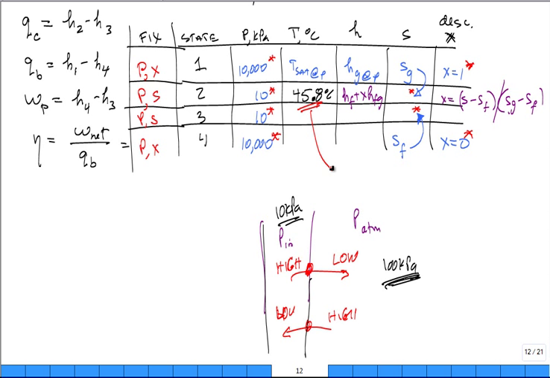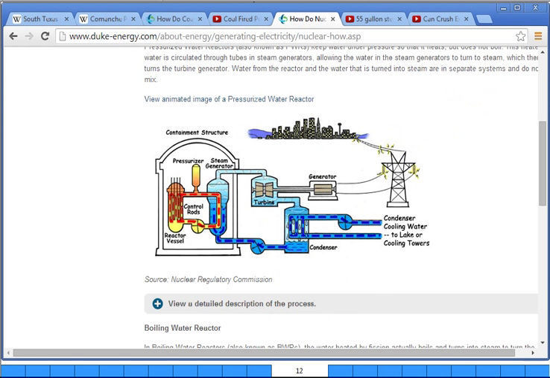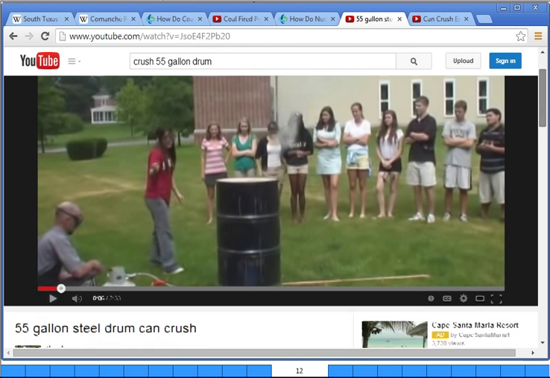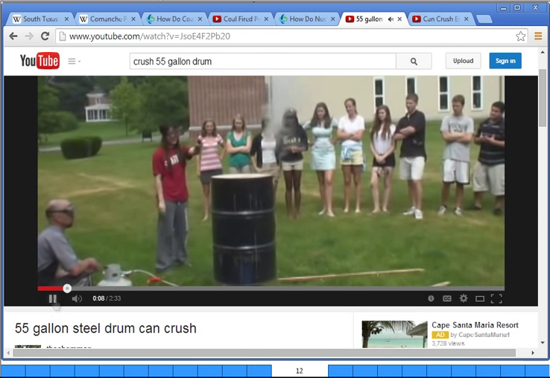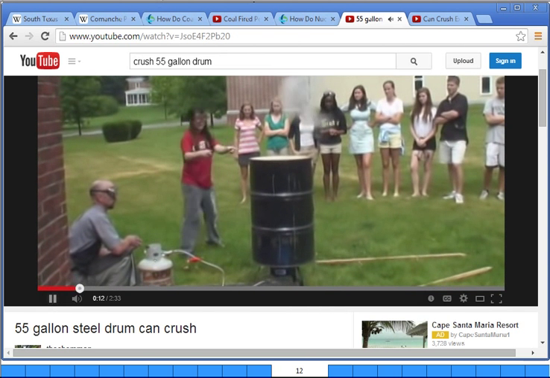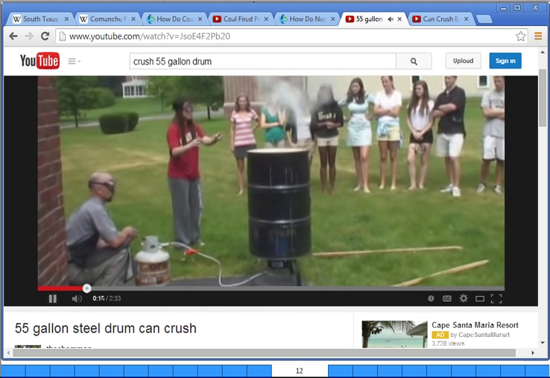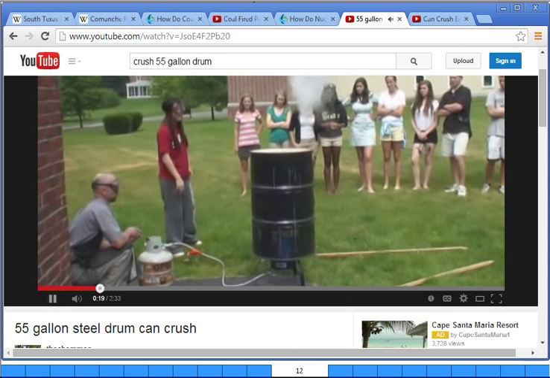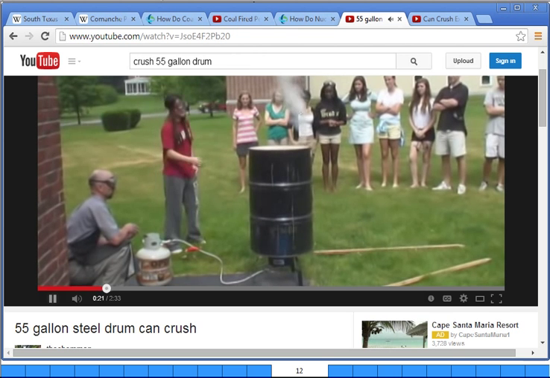Okay, so maybe you've seen some things in physics class or chemistry class. They're worth looking at. Have you ever seen somebody crush a 55-gallon drum? Just a little video. You can see some high school students standing around. What do they have? A 55-gallon drum. What is this tank right here? Propane. What do you think is going on right down here? Burner. It is burning. He's heating that up.